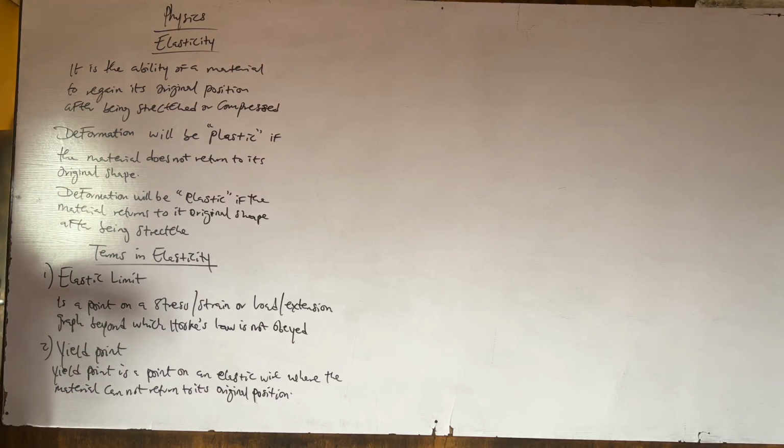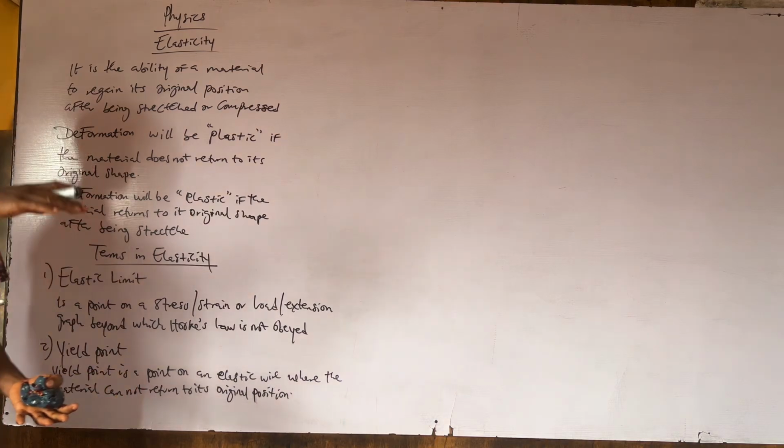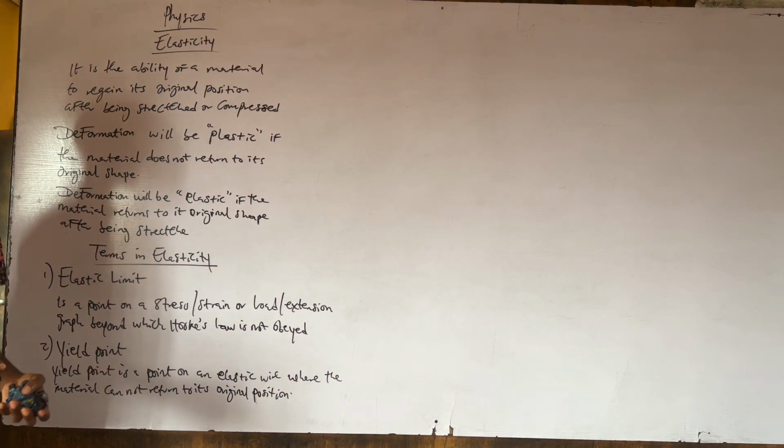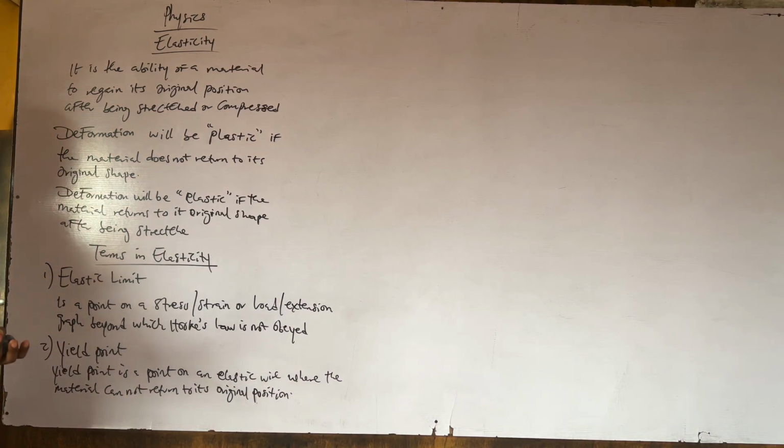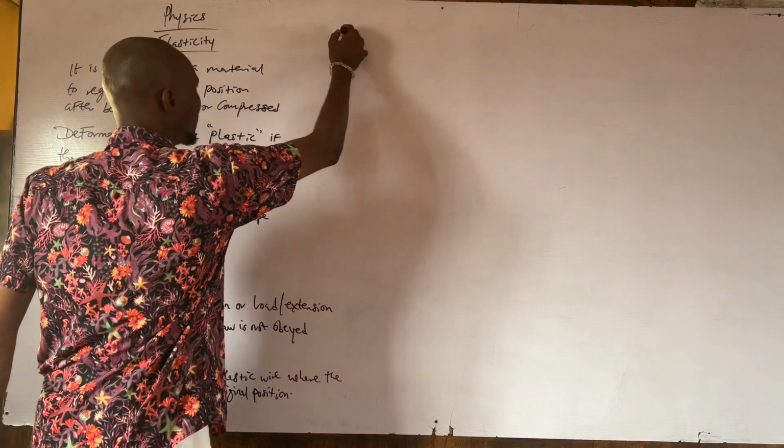On the word yield, it gives the idea that this is the last point. When you place a load on an elastic material and it gets to a point that the material cannot regain its elasticity, it is a what? Yield point.